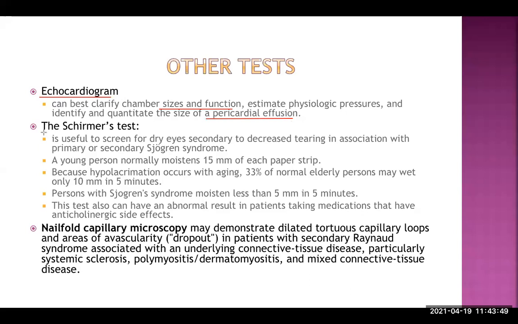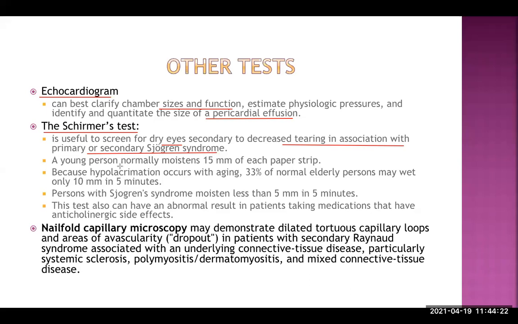Now, in case of Sjogren syndrome, we can do one important type of clinical test. This is not a lab test. This is a clinical test that is known as Schirmer's test. Okay. In ophthalmology, I'm sure you have studied this already. Schirmer's test. Now, what is this? It is useful to screen for dry eyes, secondary to decreased tearing in association with primary or secondary Sjogren syndrome.